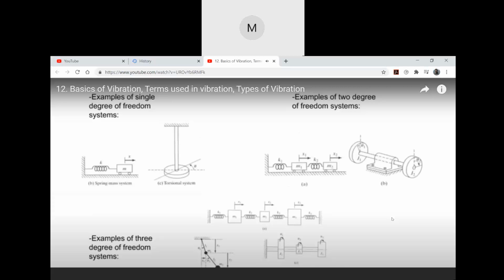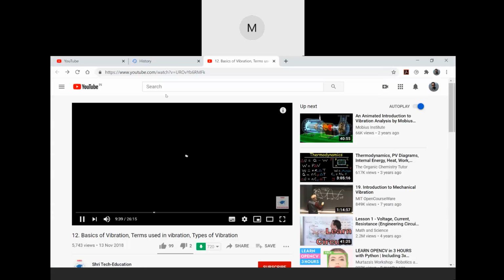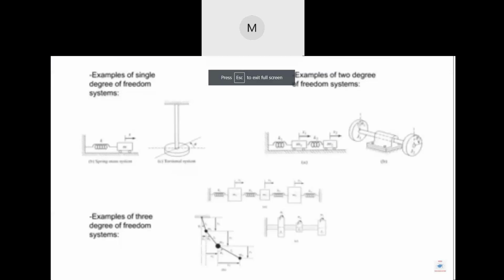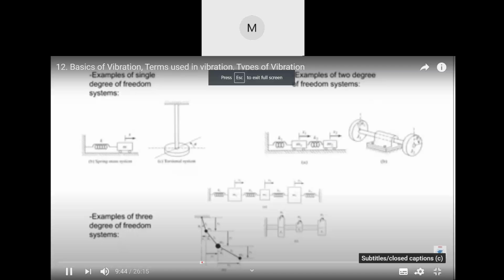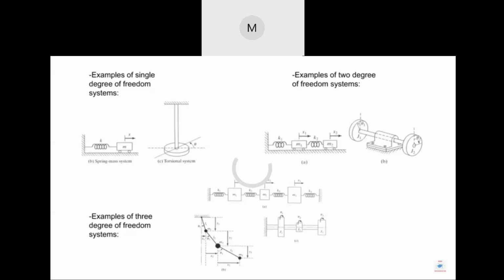Now in the next example of 2 degrees of freedom system, I have shown 2 springs and 2 masses, m1 and m2. Now if m1 mass is displaced by x1 distance, m2 mass is displaced by x2 distance, then the system vibrates with 2 degrees of freedom. That's why this system is having 2 degrees of freedom.